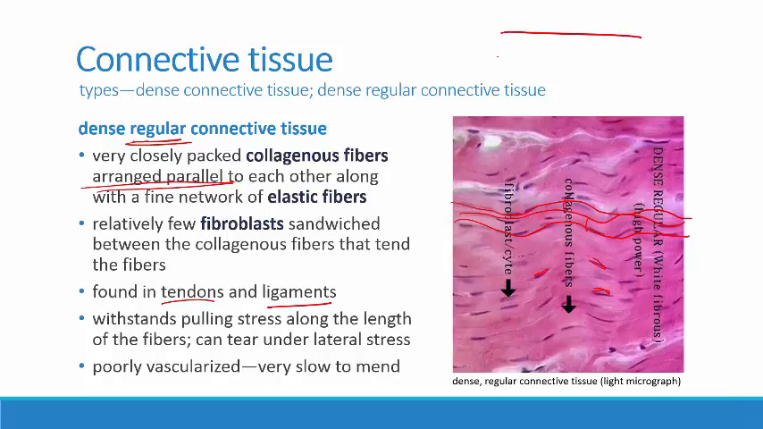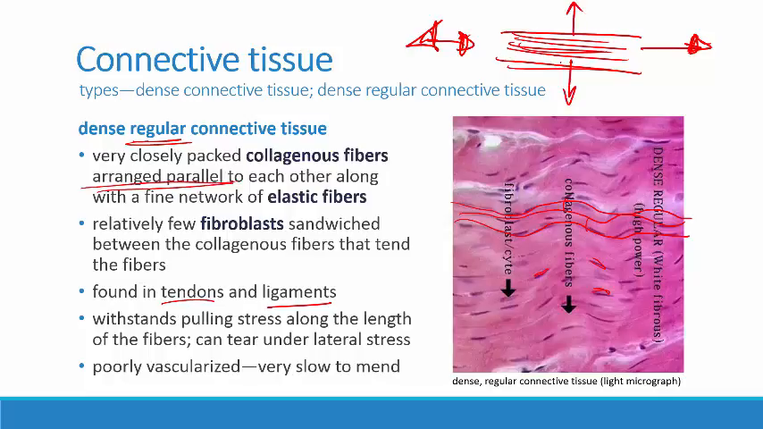When we pull, so here's a tendon with its rows and rows of collagenous fibers, as long as we pull along the axis of the tendon or the ligament, they are very strong. But they have a tendency to break if we pull in this direction, or if we make a spiral twist on a tendon or ligament, it will break relatively easily. And so those lateral stresses need to be avoided.